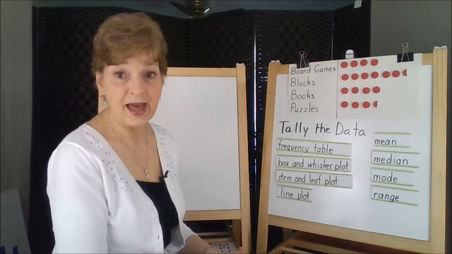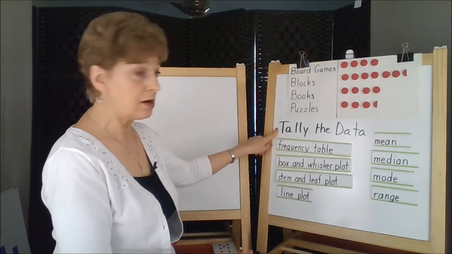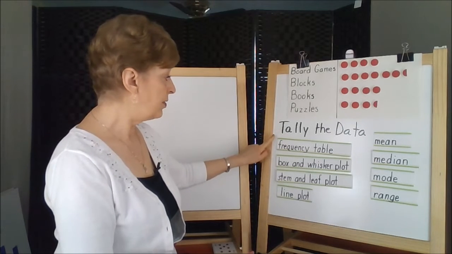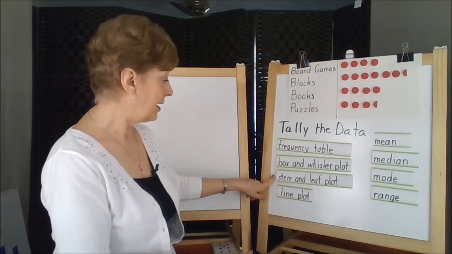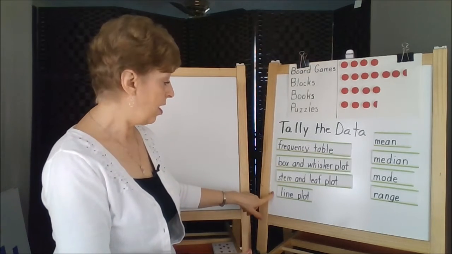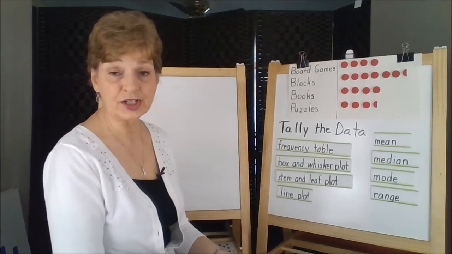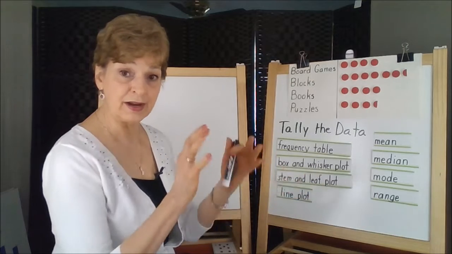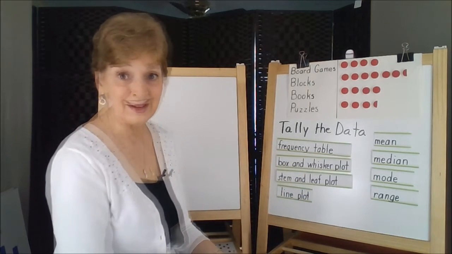You can gather the data in a lot of different ways. There's actually something called a tally chart. There's a frequency table, box and whisker plot, a stem and leaf plot, or a line plot. These are all different ways that you could actually collect your data and organize it so you can work with it. More on that later.